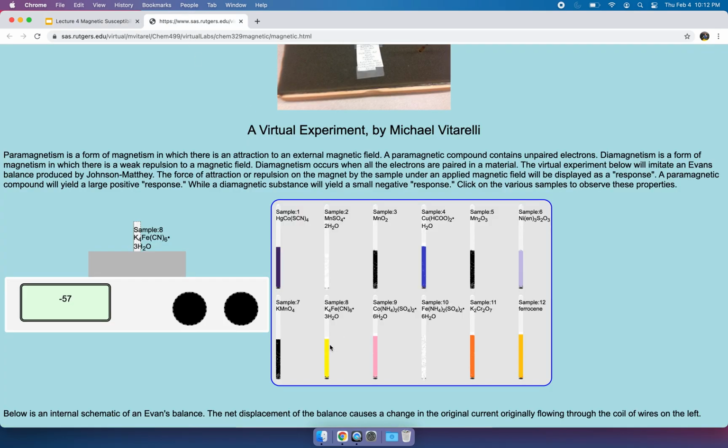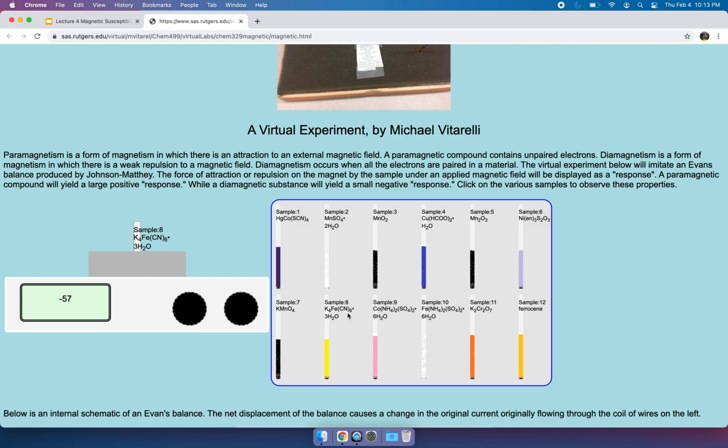Here's the interesting iron sample. See how this d6 iron, we would think, well, d6 iron, probably 4 unpaired electrons, but wait, it appears to be diamagnetic. Since it's diamagnetic, we know all the electrons are paired. But we think a little more, and we realize, oh wait, it's CN minus, so we have a strong field ligand, so that'll make a large energy gap.